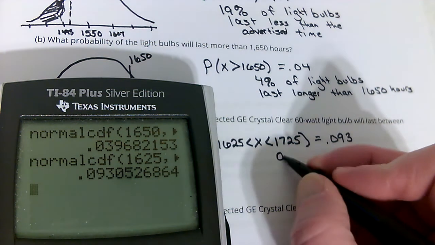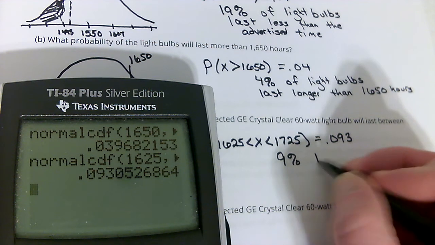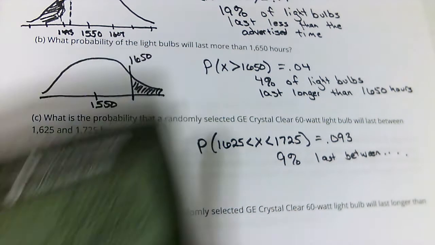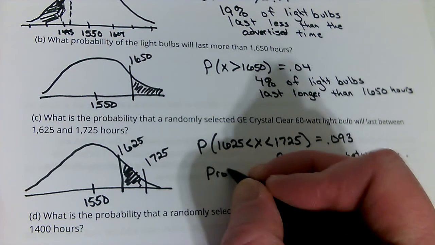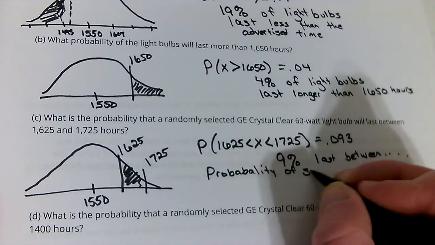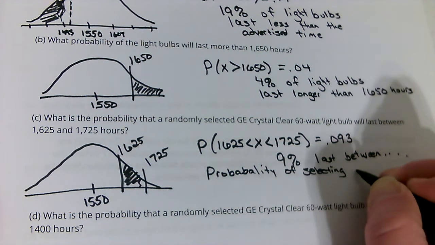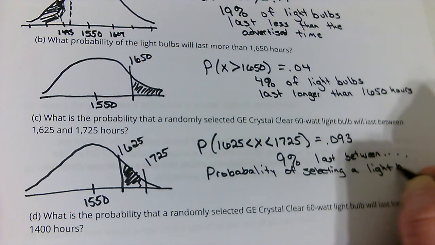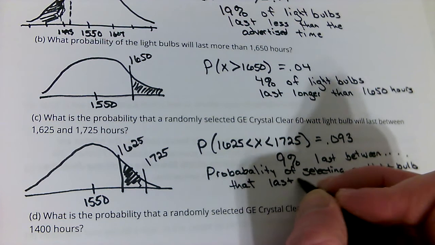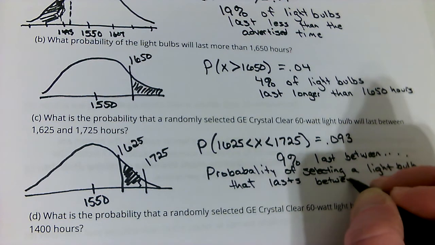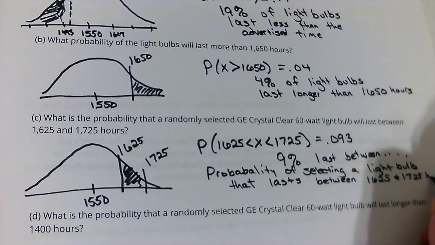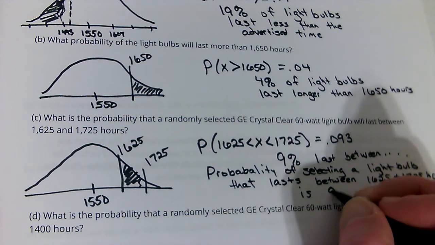And that means only around 9% last between those values. Or the probability of selecting a light bulb in that range that lasts between 1625 and 1725 hours is 9%.